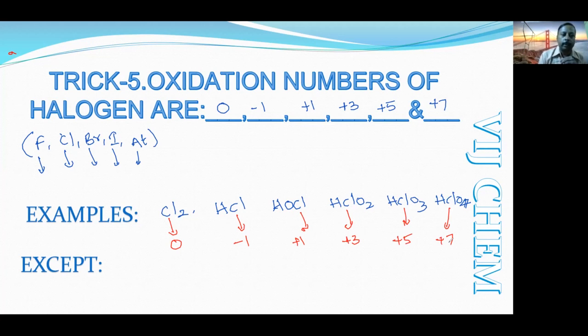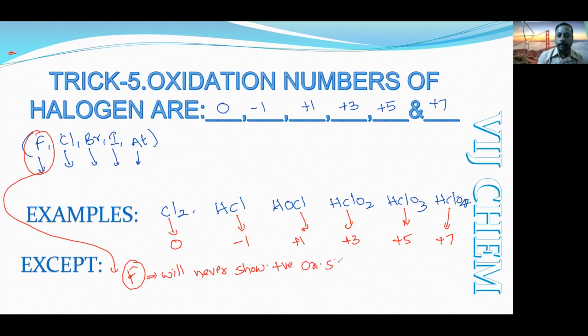Okay. Now all the halogens will show these oxidation states, but there is an exception. What is that exception? Fluorine will never show a positive oxidation state. Okay, so it will always show either 0 or a maximum of -1.